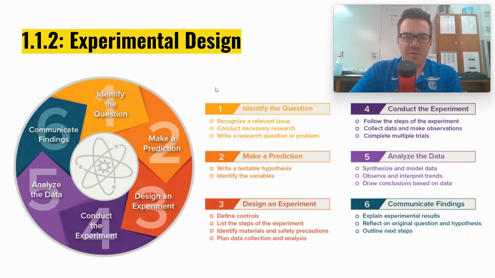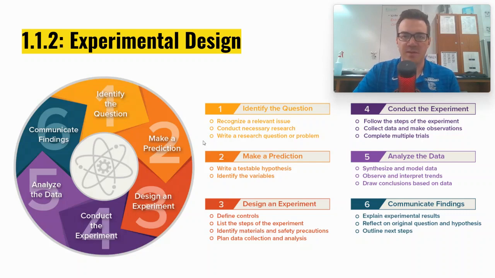First step in the experimental design process is to identify the question or the problem. So this is where we're making an observation, we're recognizing some sort of relevant issue. We're researching into that observation, seeing if there's possibly something to investigate further, and then writing a research question or a problem, right? So in the scientific method, we often call this the observation and the question step.